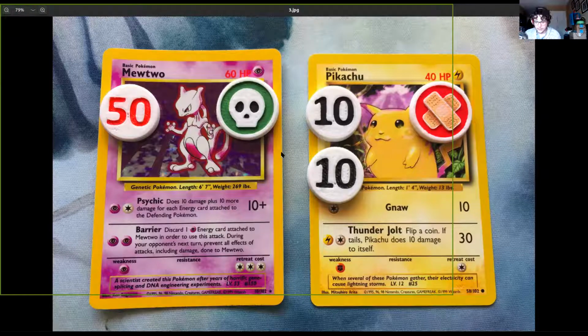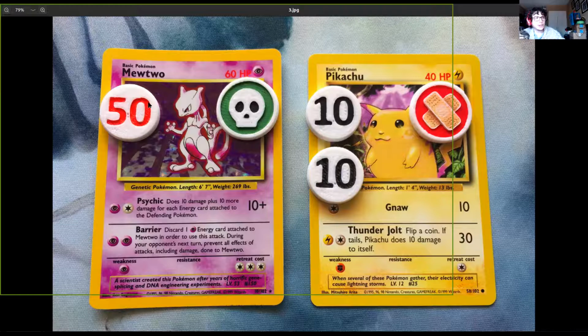But yeah, these are tokens that store values on them. And when you put the values on top of the Pokemon cards, that means that Mewtwo, for example, has taken 50 damage. Pikachu has taken 20 damage. And so, of course, once this reaches 60, Mewtwo faints. Okay, so these are counters.